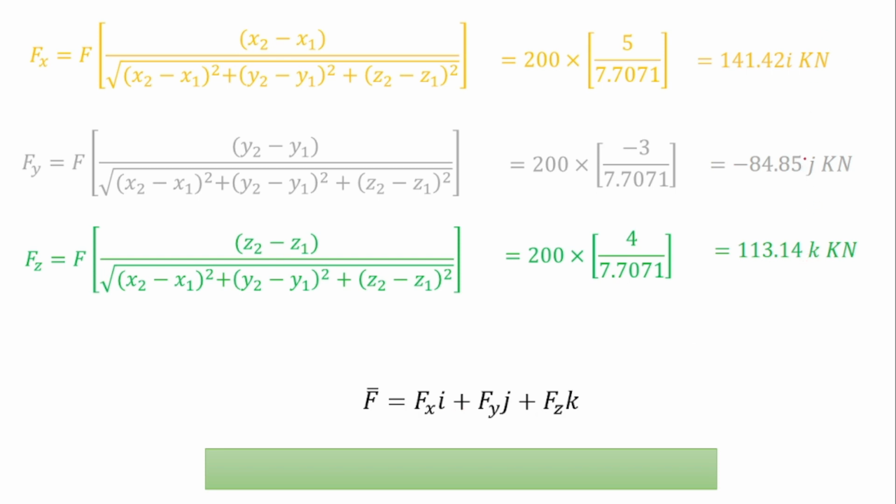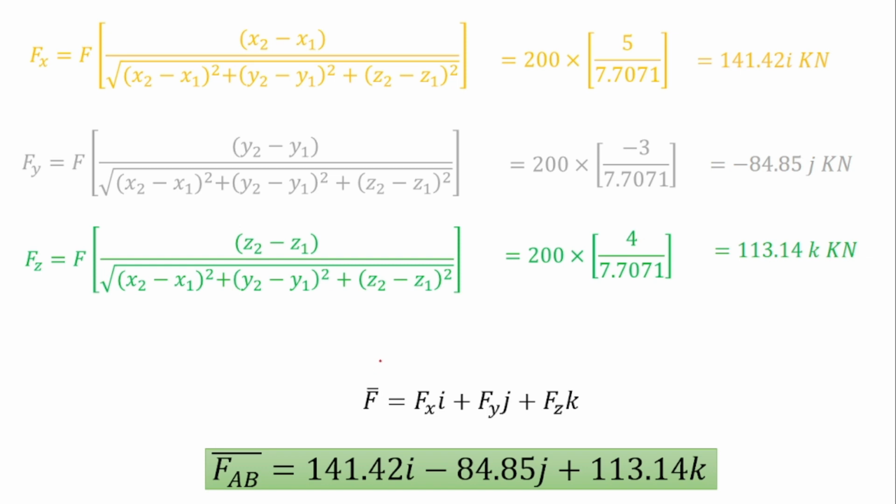Because the initial point is A and the final point is B, we can represent it as F_AB is equal to 141.42 i minus 84.85 j plus 113.14 k. It is the vector form for the given force system. So in this way, we can easily calculate the vector form for any three-dimensional coordinate system. You can try with a different example.